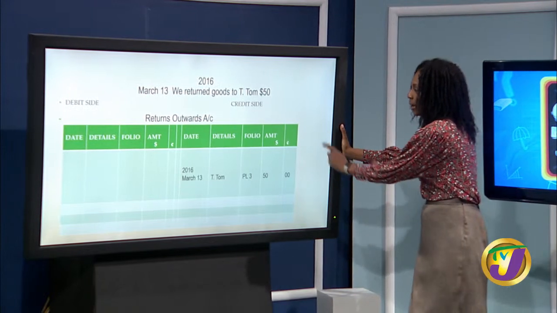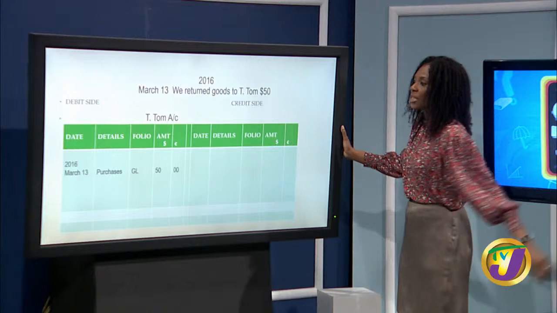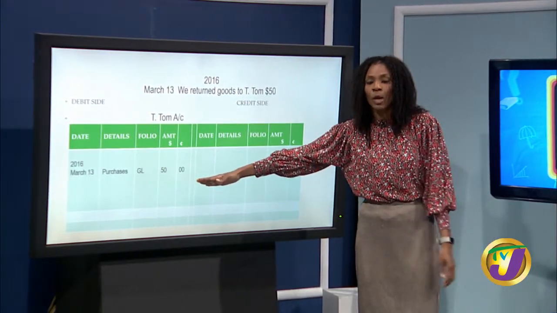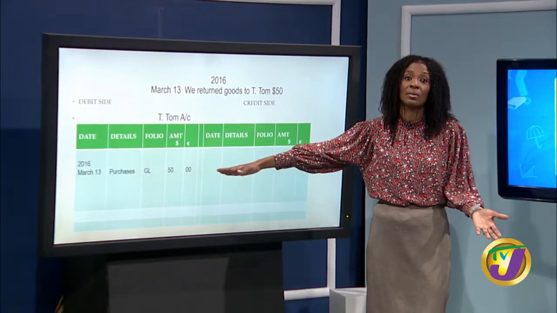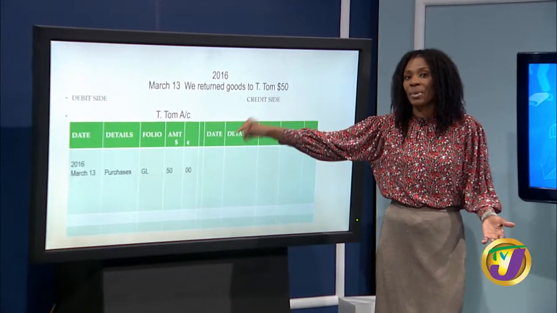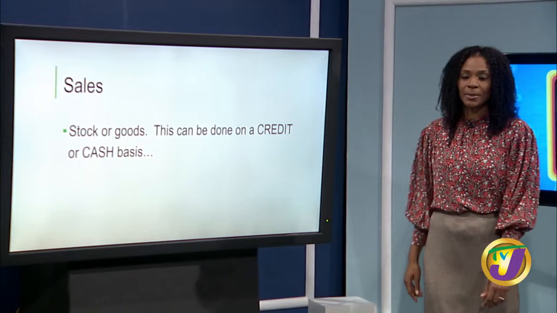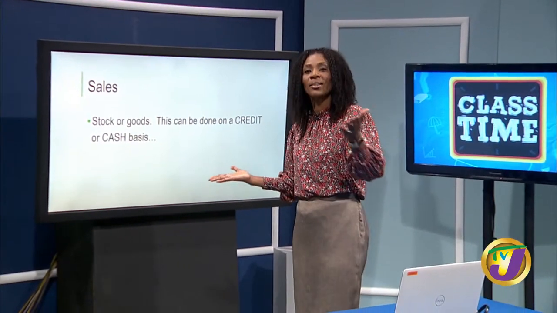All right. And of course, that's a credit entry in the returns outwards account. So this is what it would look like for the debit entry in T-Tom's account. And we'll be reducing in liability because we're giving back T-Tom's his goods, right? So we're going to debit T-Tom's account. Not bad, don't it?